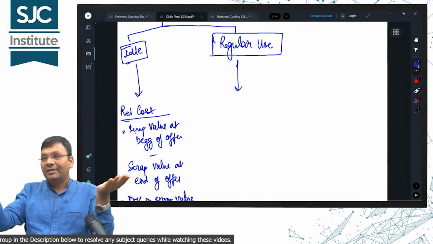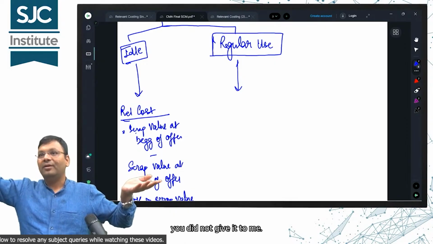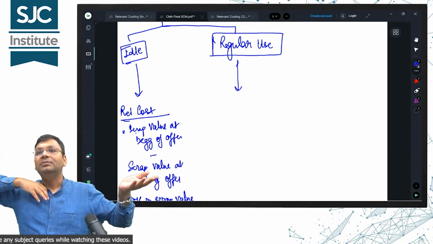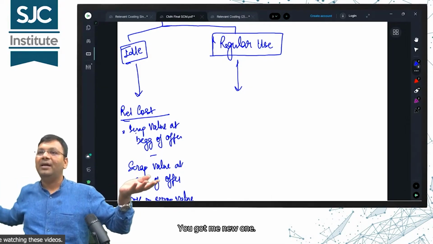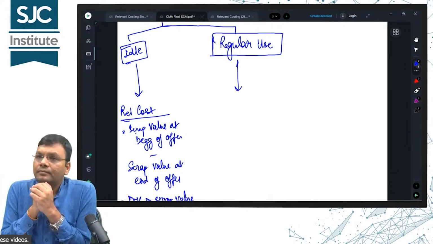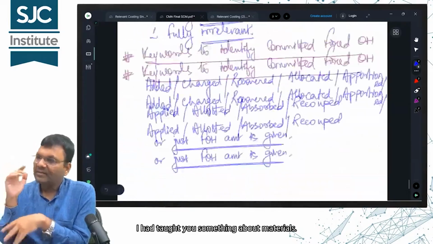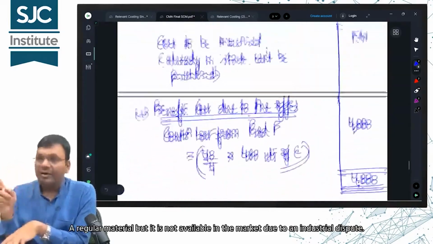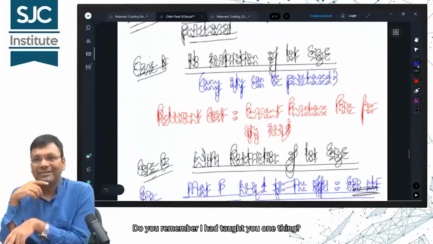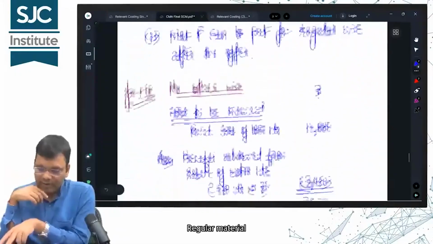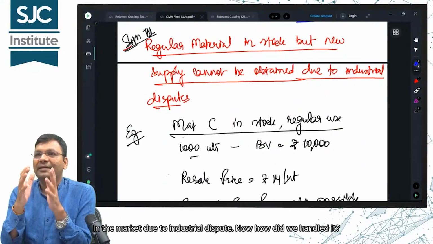Now compare. How did it happen in material and in labor? In the material, the thing that you had with you, you did not give it to me. Why? Because your regular work will be affected. So you got me a new one. What does it mean you got a new one? It means you will go to the market and buy a new one. I had taught you something about materials. A regular material, but it is not available in the market due to an industrial dispute. Do you remember? Now, how did we handle it?